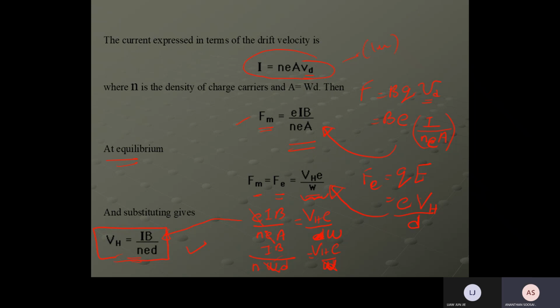Okay, 1 mark for the current equation I equals NEAVD, and 1 mark for the magnetic force and electric force formulas. And in our way of deriving, the A must be substituted as WD, yes, in the final equation. This final equation tells us that the Hall voltage is proportional to the magnetic field strength. The stronger the magnetic field, the greater the Hall voltage.